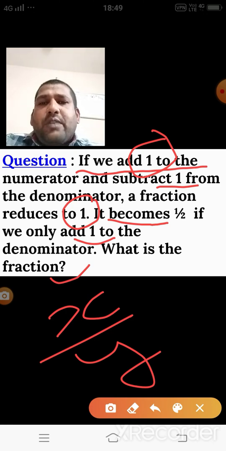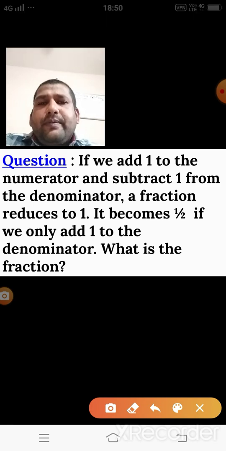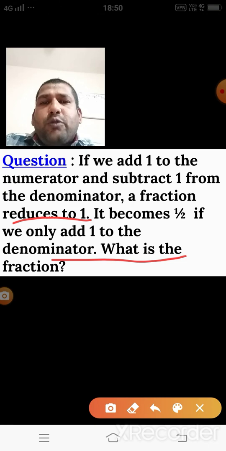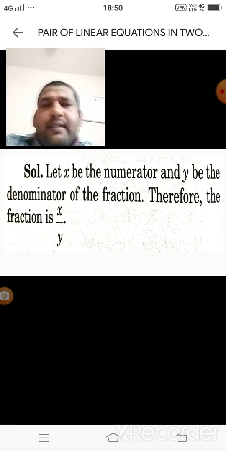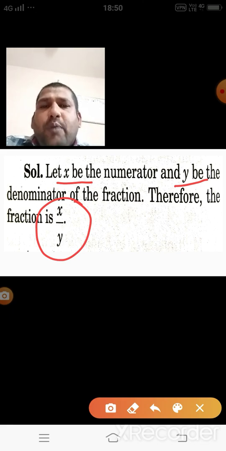Then according to the question we make the equations first, and then we solve those two equations. On solving them we get the values of x and y, and we have to solve them by the elimination method here. If we take x as the numerator and y as the denominator, then the fraction becomes x upon y. We are assuming that the fraction is x upon y.